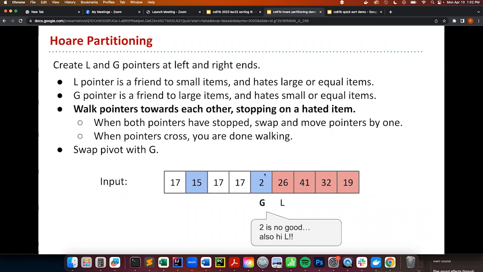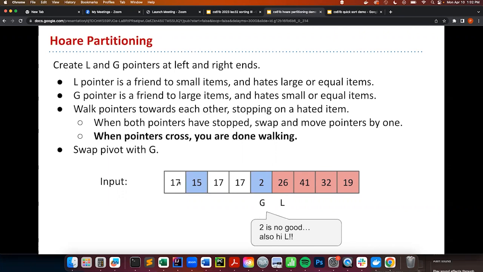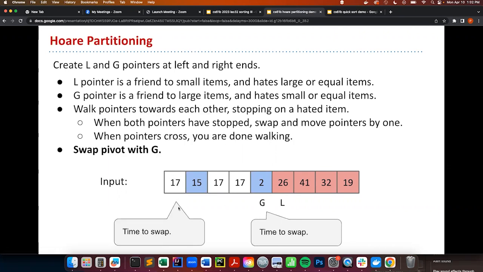So G is always going to be on the last of the small items. This is the way I'm thinking about it. G is always the last of the small items, and the last of the small items is always a reasonable thing to swap with the pivot. Okay, so what we're going to do is we swap the pivot with G, and there we go. So the old pivot is here, and then we'll have 2 new pivots.